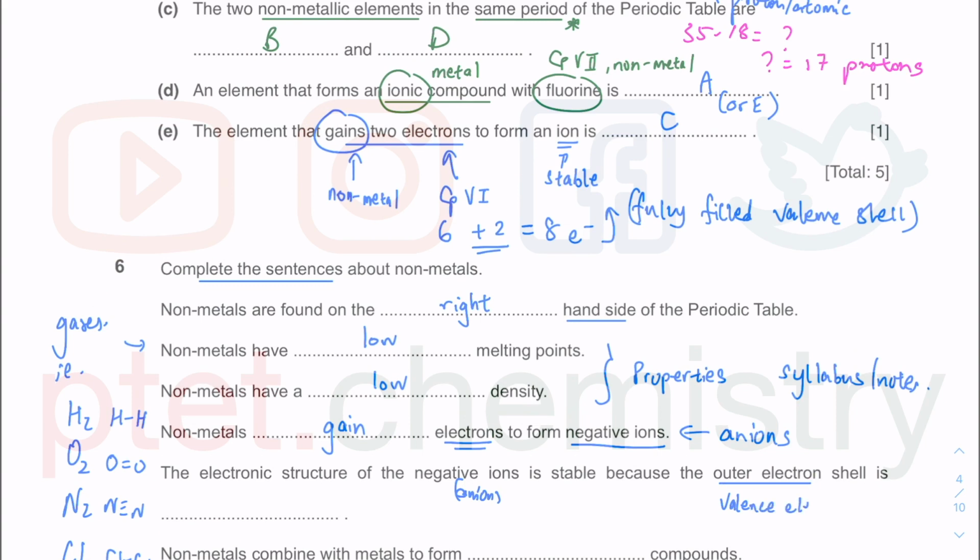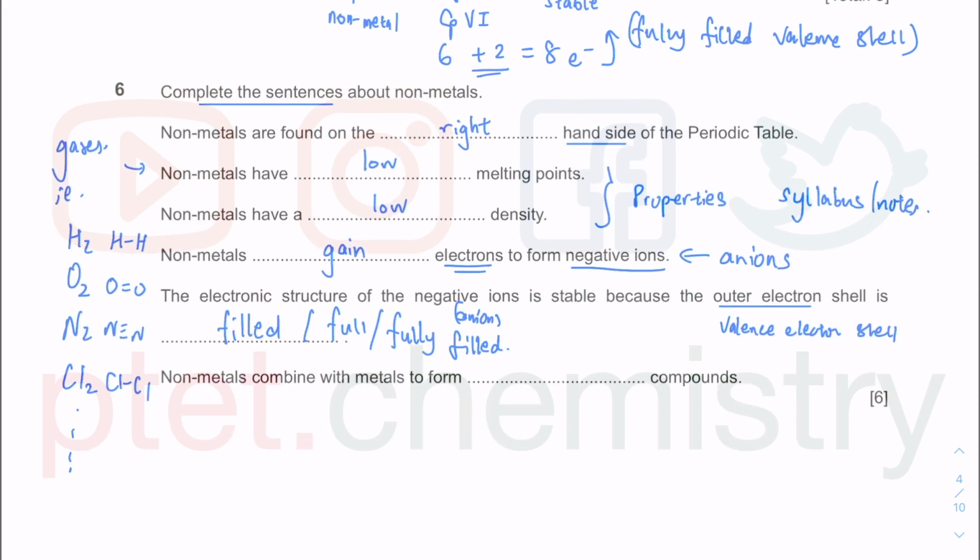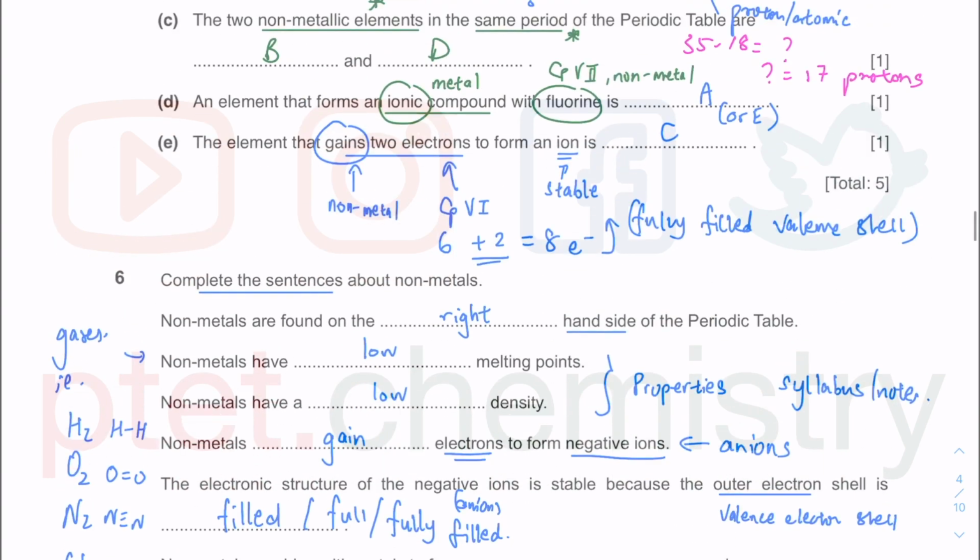So the valence electron shell will be completely filled. Or you can say full, or fully filled. They all mean the same thing. If your valence electron shell is fully filled, that means you are forming a stable ion. In this case, the negative ion, because you gain however many electrons in order to form a stable ion.